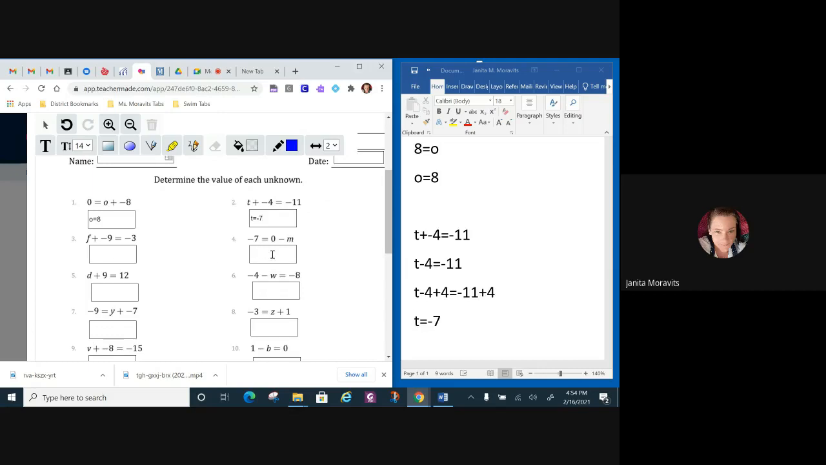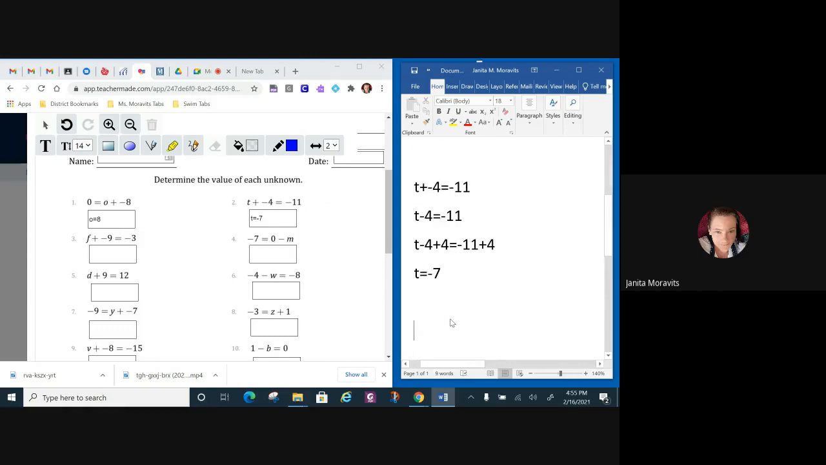All right, let's do this one right here. No, I don't want to do that one. Let's just do one that's a little more simple. Let's look at number 5. We have d plus 9 equals 12. Just so you can see this, d plus 9 equals 12. This one's going to be a little more simple.